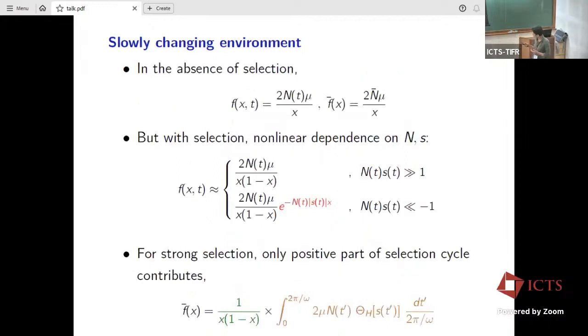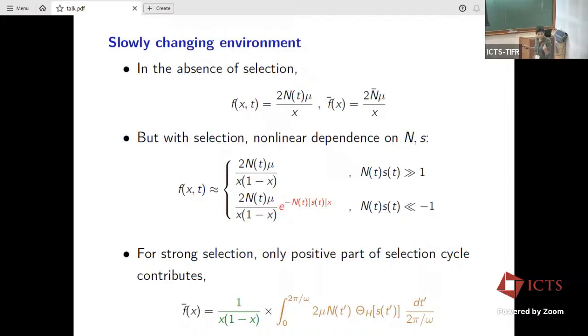Okay, so if we do that, then in the absence of selection, the time dependent SFS was 2 times 2n mu by x, where n was time dependent. If you average it, then it's linear in n, so nothing happens, and it just looks like it's seeing the mean population size. But when there's selection, because there's a huge asymmetry in how positive selection and negative selection work, the SFS when selection is positive has this expression. It is this 1 by x part, which is this parabola part. For negative selection, it is this decreasing function.